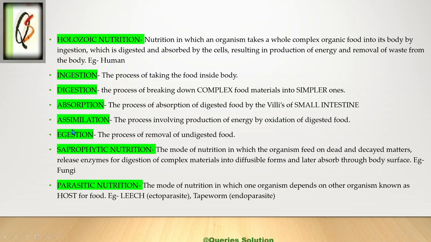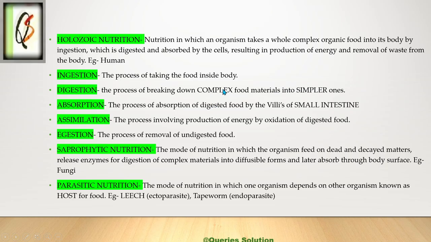So let us quickly see what all these five steps are. Ingestion, as the name suggests, is the process of taking the food inside the body. Digestion means the complex food materials that we eat are broken down into simple ones, and we do know that enzymes play a very important part here. Absorption is the process which mainly occurs in the small intestine, mostly by the villi present in the small intestine, as this process involves the absorption of the digested food.